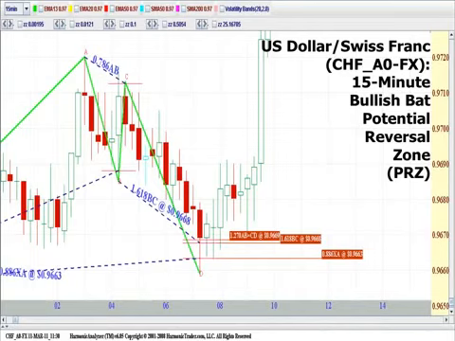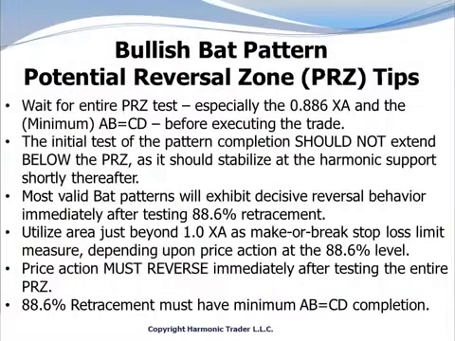Now, this is a nice bullish Bat potential reversal zone with ideal price action. It's the kind of price action you want to wait for and look for at the .886 XA retracement to know that you have a profitable trade in hand.